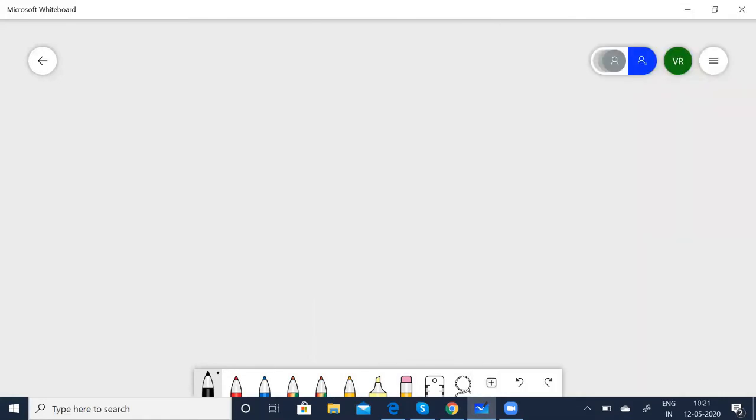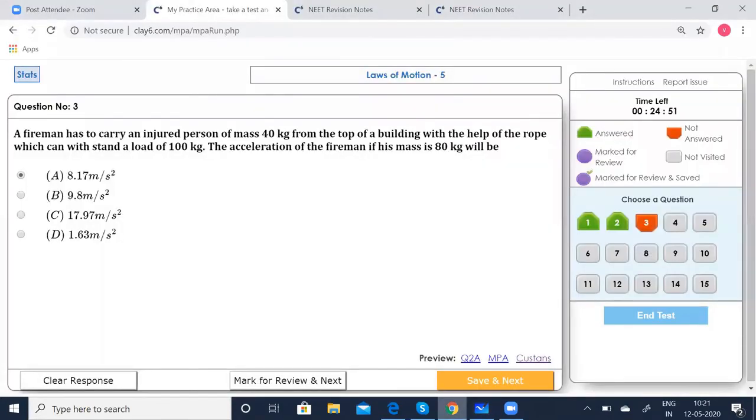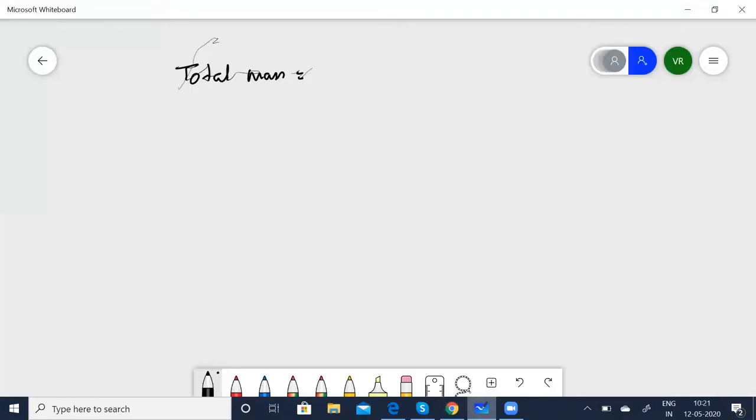Okay. Now the total mass is given by 80 plus 40. You have to take both the masses, the mass of the injured person as well as the fireman. That is 80 plus 40, which is equal to 120 kg.